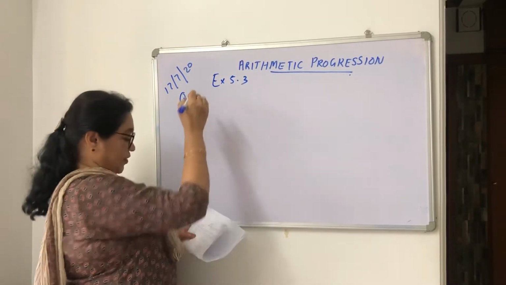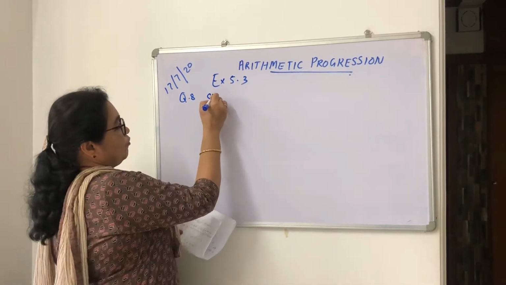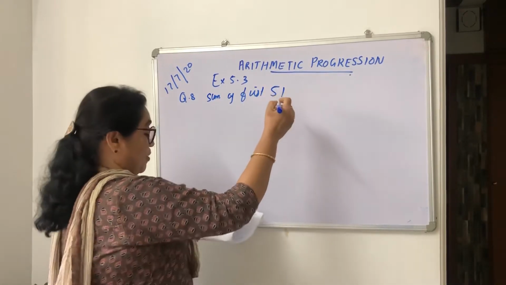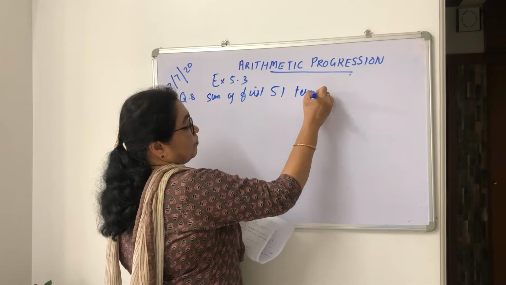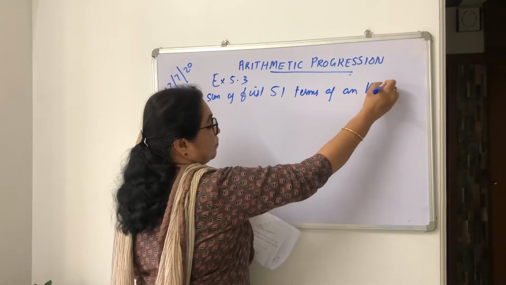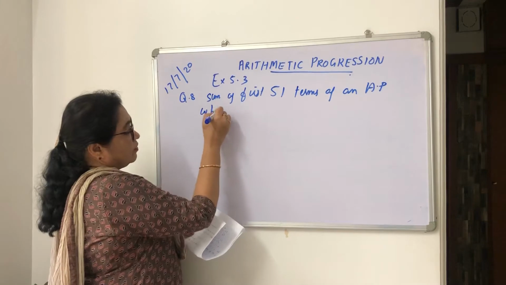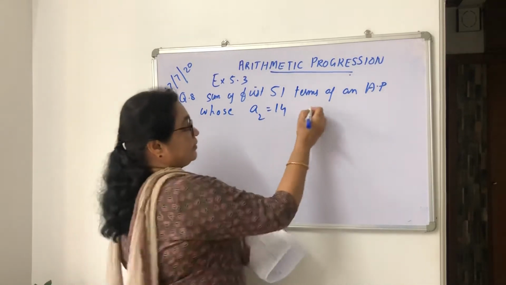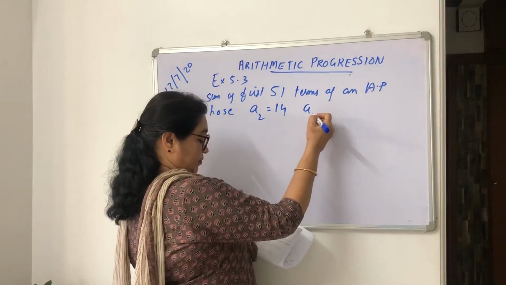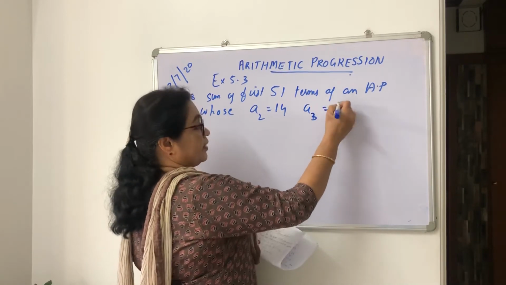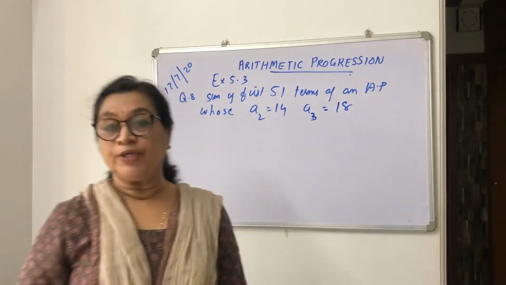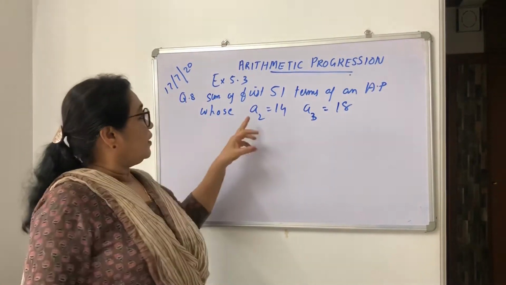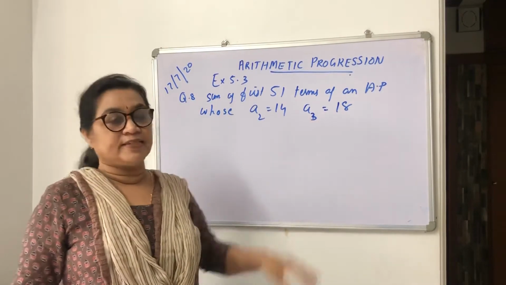Question number 8. Find the sum of the first 51 terms of an AP whose second term A2 is 14 and third term is 18. So you need to find out the sum of 51 terms of the AP.